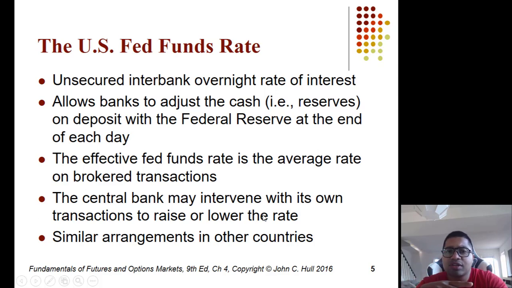The next is US Fed fund rate. So US Fed fund rate is also unsecured, so there is no collateral involved. So what is Fed fund rate? So all US banks have to keep some deposits with the Federal Reserve. Now these deposits are based on mismatch between assets and liabilities. So all banks have assets, all banks have liabilities. So loans that banks issue are assets because it is going to be paid on that, and whatever deposit the banks have is its liability.